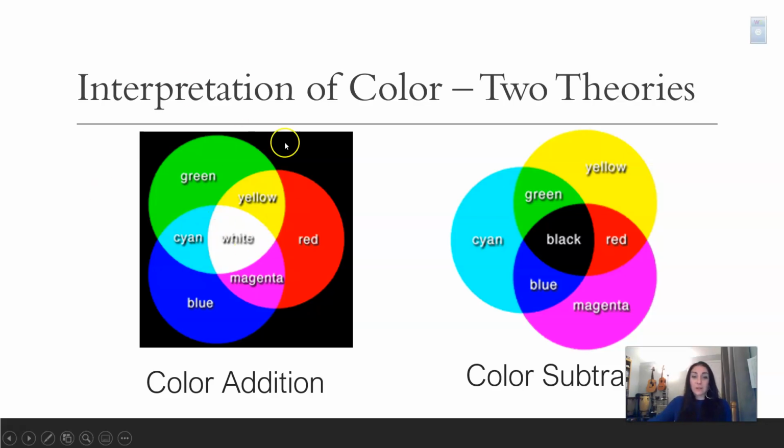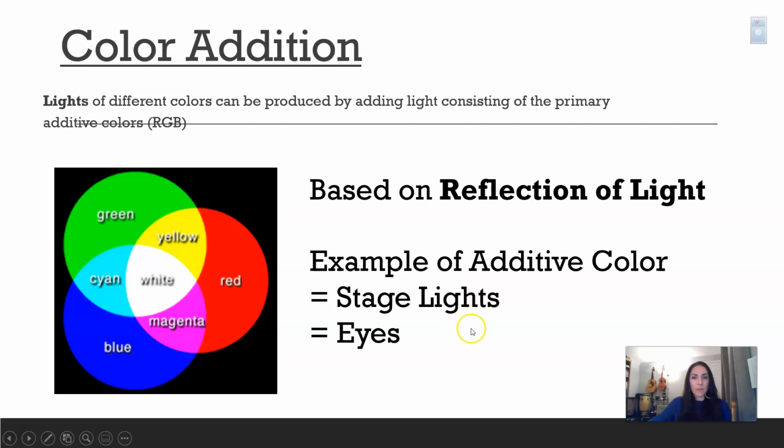But we call this color addition, and then we have color subtraction. So this is more about the absorbance of light, and this is about the reflection of light. And it's exactly what I just said there. So the primary colors of light are red, green, and blue. And this is the additive color theory of light. And like I said, this is how stage lights work. Ultimately, this is how our eyes work. It works on light coming into our eyes, the reflected light.